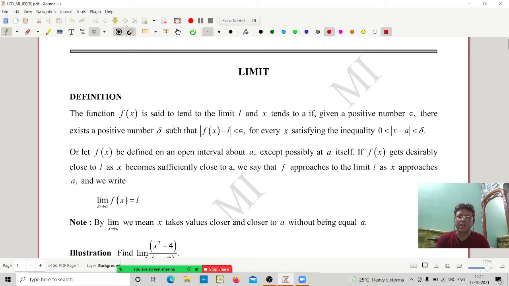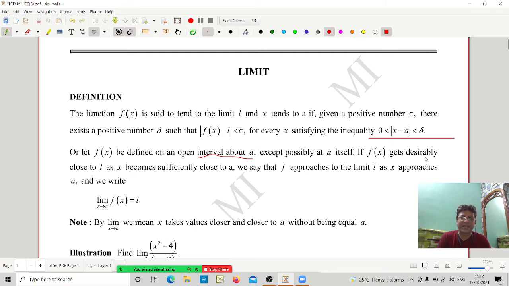The function f(x) is said to tend to the limit L as x tends to a if, given a positive number epsilon, there exists a positive number delta such that modulus of f(x) minus L is less than epsilon for every x satisfying the inequality 0 less than mod x minus a less than delta. Or, let f(x) be defined on an open interval about a, except possibly at a itself.